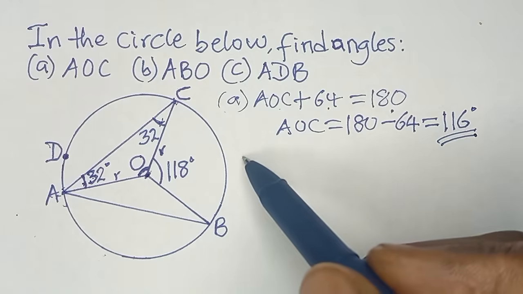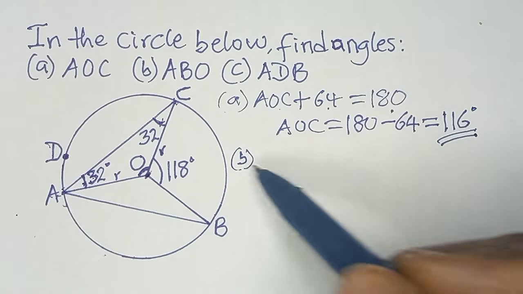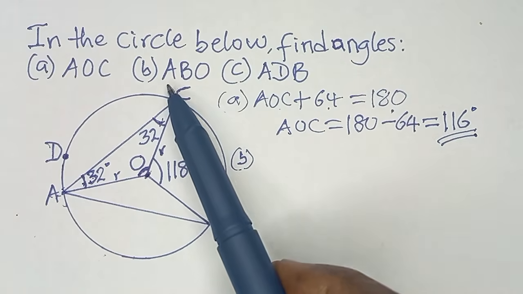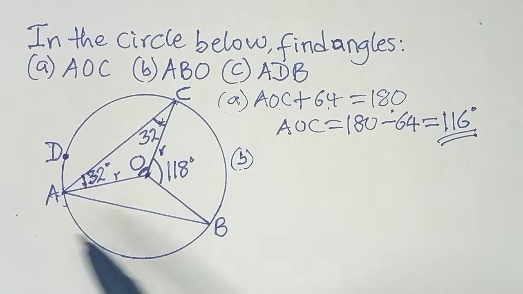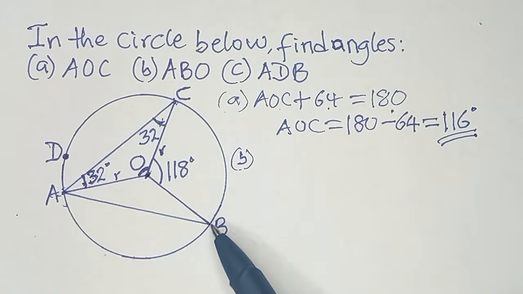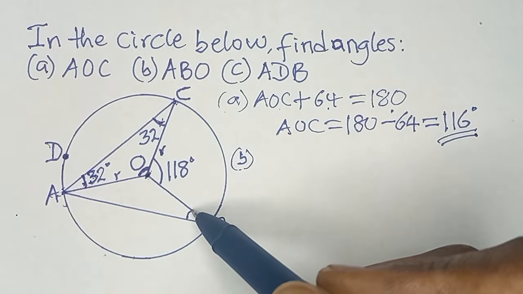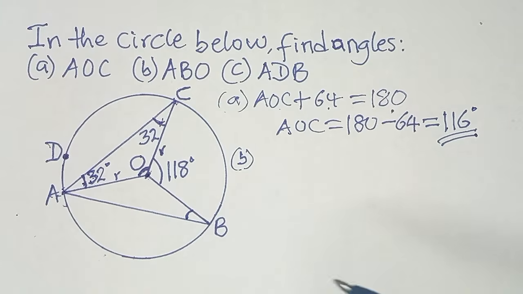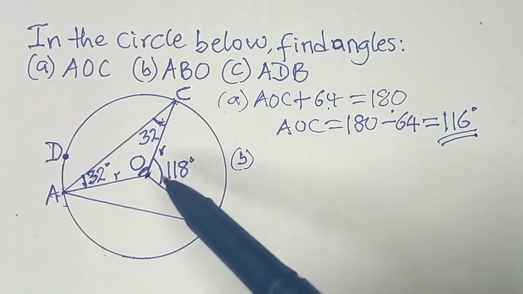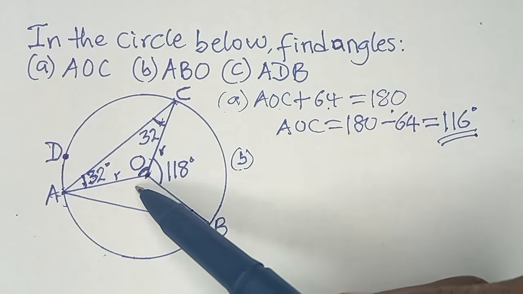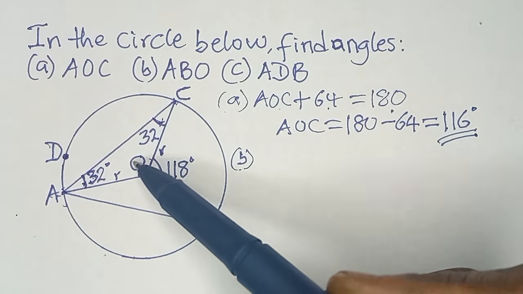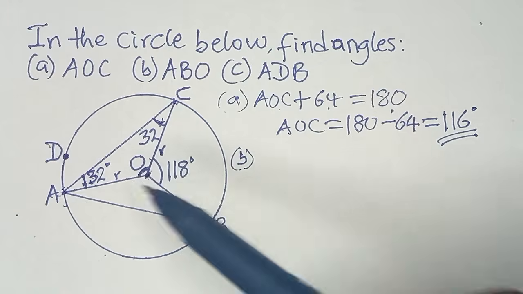So question A is settled. Let's check out question B, where we find ABO. That is this angle. Now, what I want us to look at is the fact that the sum of angles at a point is 360. Sum of angles at a point is 360.